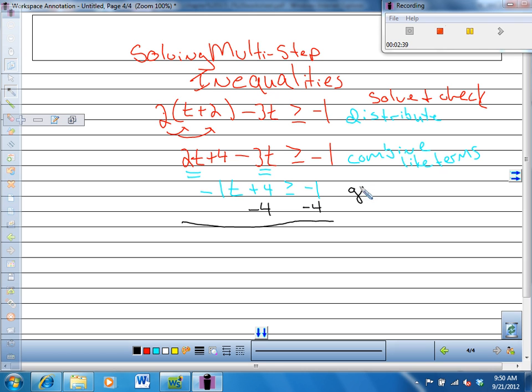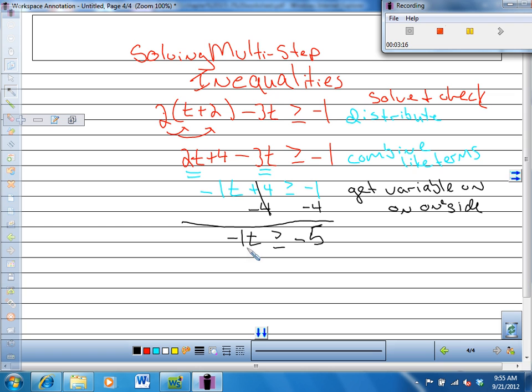So get variables on one side, and the constants, the numbers, on the other side. The numbers are called constants, the terms with letters in them are called variables. So I get minus 1t, this goes away, it's greater than or equal to, what's minus 1 minus 4, Jordan? Minus 1 minus 4. What do you got there?